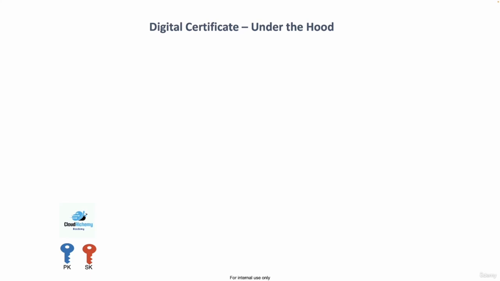So in the previous videos, we saw what a digital certificate is, right? We also had a look at what a CA or certificate authority is. We had a look at what an RA or registration authority is. So all these things we have studied.